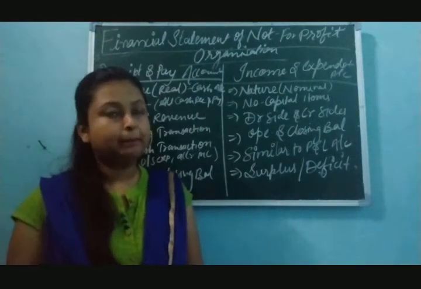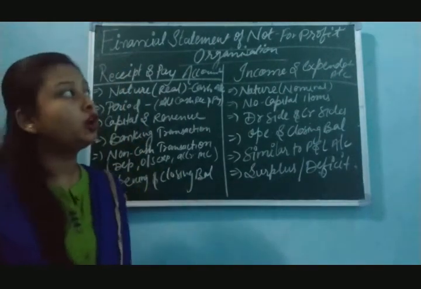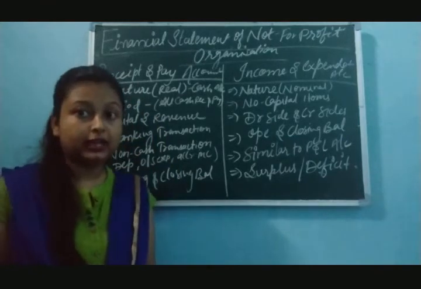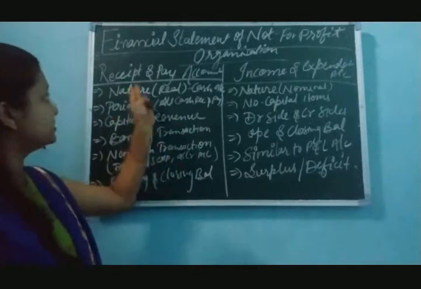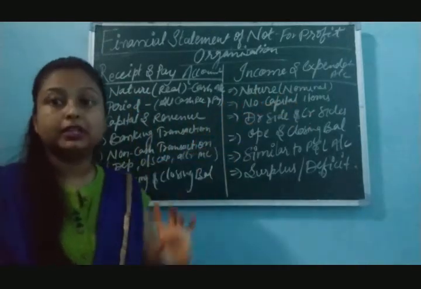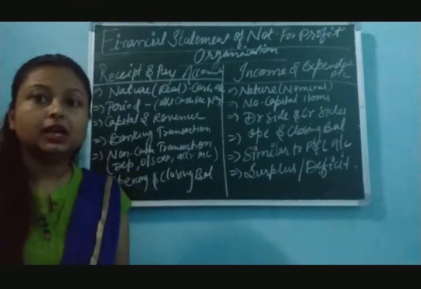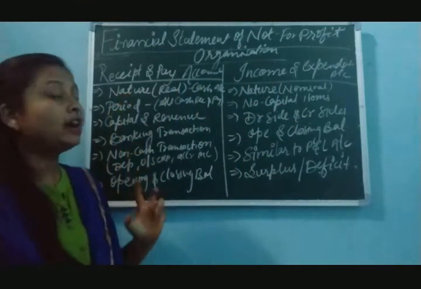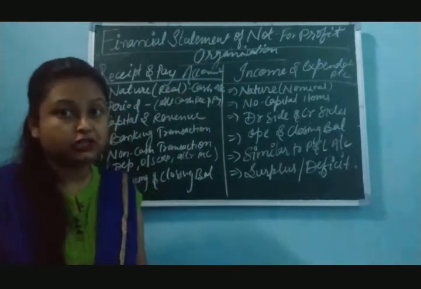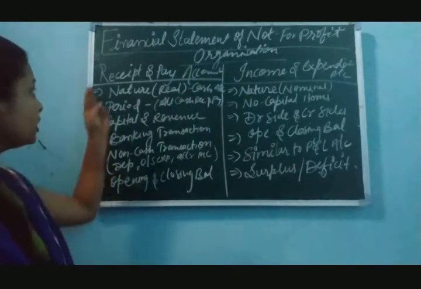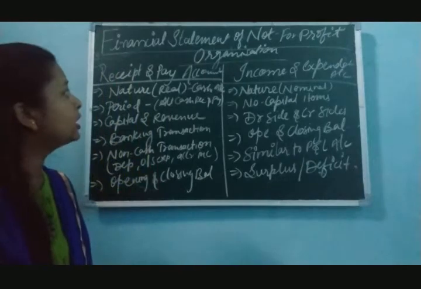Hello students, welcome back. Proceeding to the next topic of not-for-profit making organization. Here two main accounts we have to make, that is receipt and payment account, and income and expenditure account. Now we are going to know what all things we have to include in receipt and payment account and what all things we have to include in income and expenditure account. So let's begin.